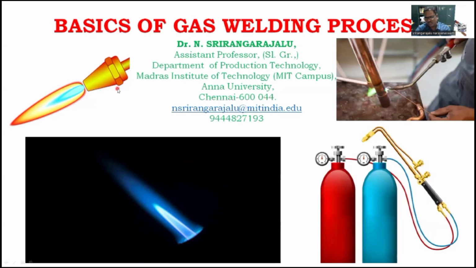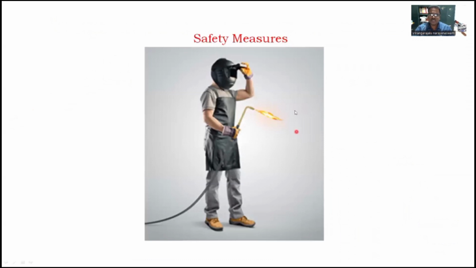So today we are discussing the different techniques used for gas welding and how we can get good quality gas welding. Safety measures are also important, because we are using fire. So the fire flame is used. That's why wearing gloves, an apron, and shoes is important. The safety equipment is important, and also you have to hold the welding torch or welding gun properly.